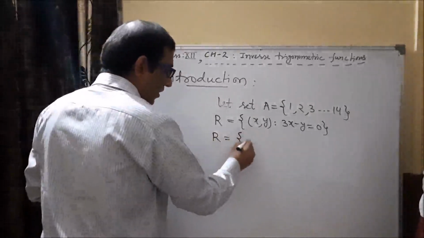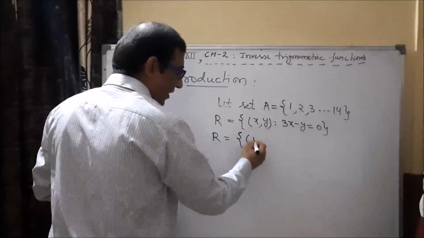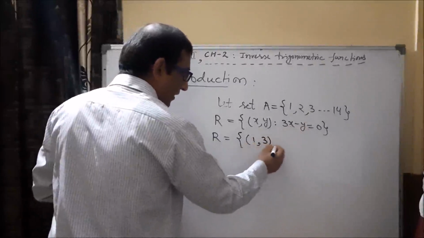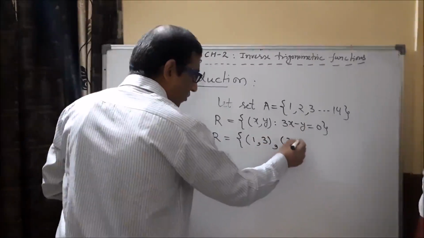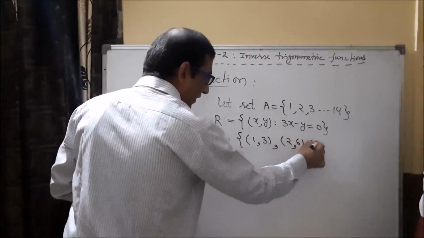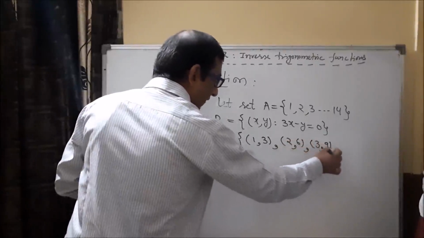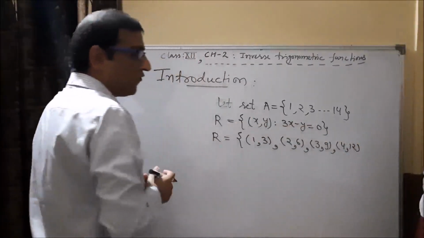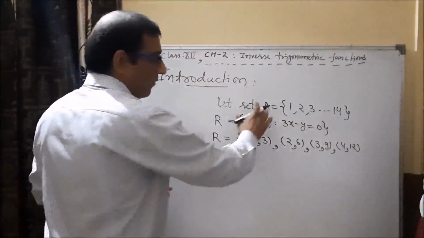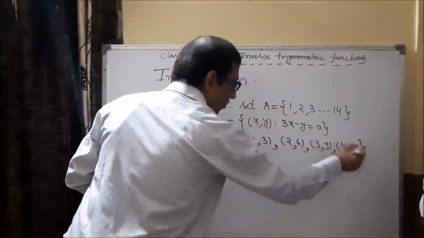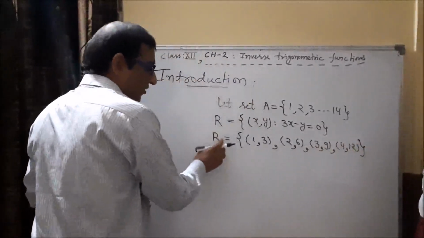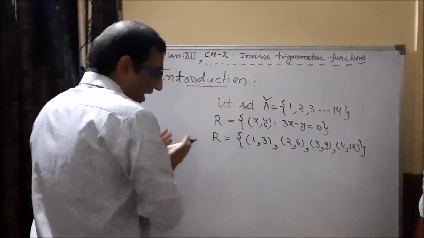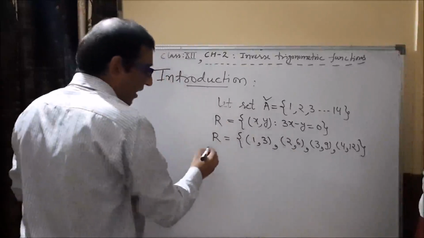First we will put the value of x as 1. If we put x equals 1, then what is the value of y? It becomes 3. Then I will put x equals 2, so it comes 6. Then I will put 3, so it becomes 9. And then I will put 4, so it becomes 12. If I put x equals 5 here, then it becomes 15, which is not a member of set A. So these four ordered pairs are related with this relation if set A is from 1 to 14. So with the help of this relation, how can we identify the domain?